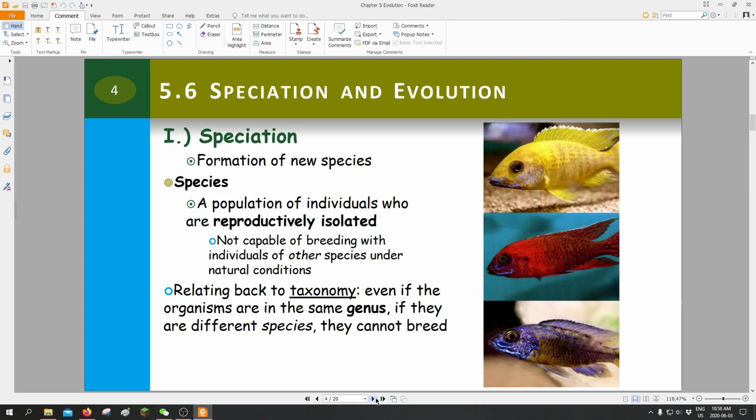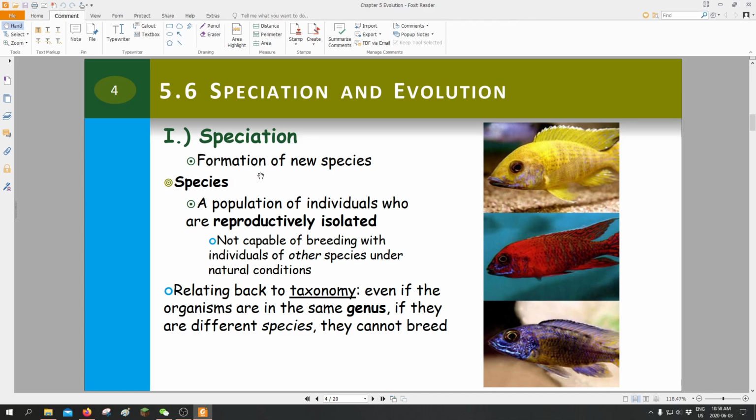Alright, so let's get started. This is going to be slide number 5.6, speciation and evolution. So what is the term speciation, and how can we use it when we're discussing evolutionary biology? That is going to be the formation of new species. How does a new species come out? It's called speciation. Now, as a reminder, what are species actually?